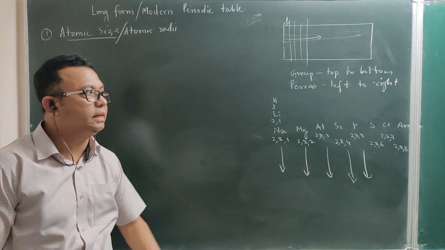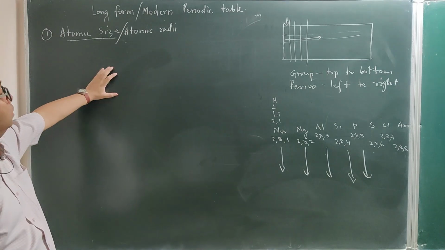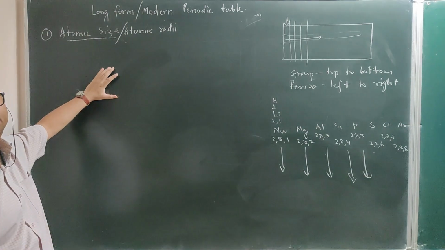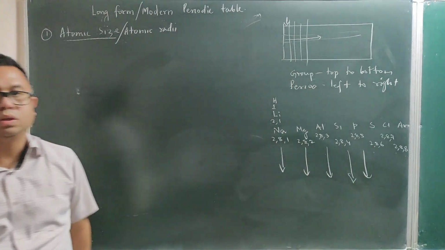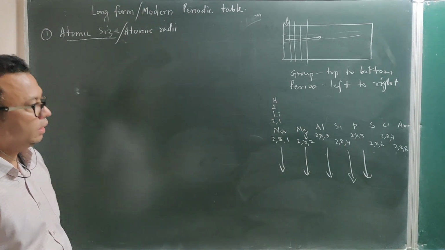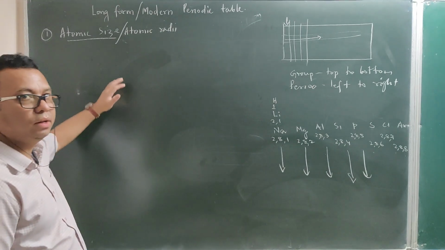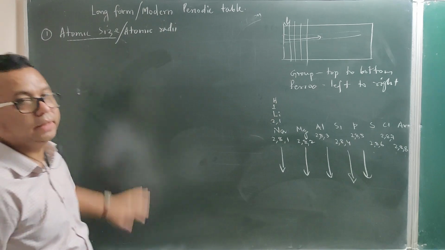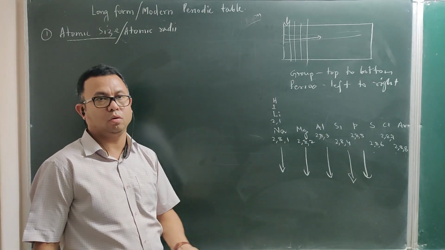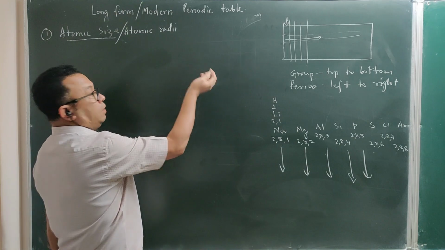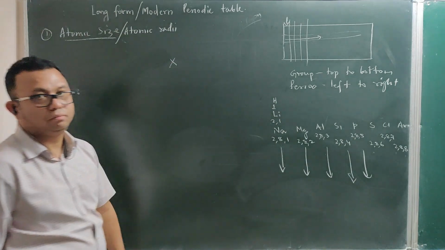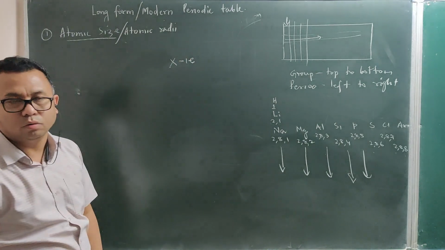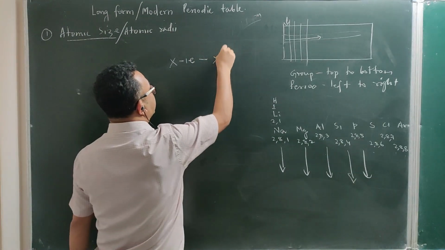Now, the tendency for an atom to lose or to gain, I repeat again, to lose or to gain electrons. Now again in your lower class, you have learned that elements can lose electrons or can gain electrons. For example, if I am talking about one element X, this X may lose 1 electron, sometimes 2 electrons, sometimes 3 electrons, and then when it loses, it becomes X plus.